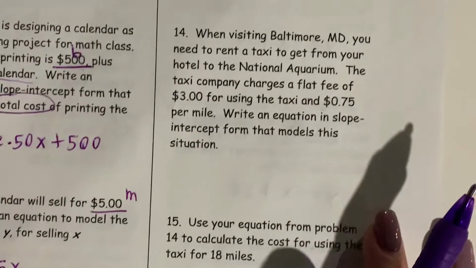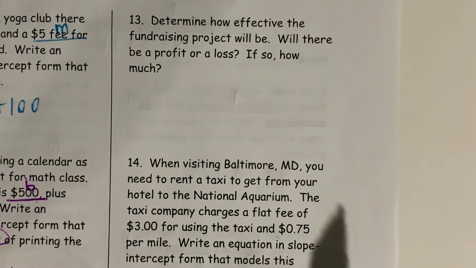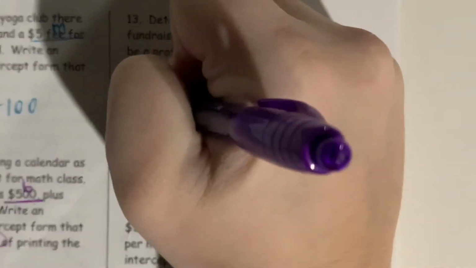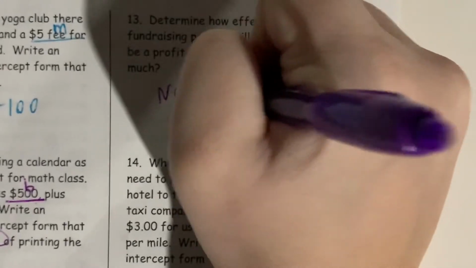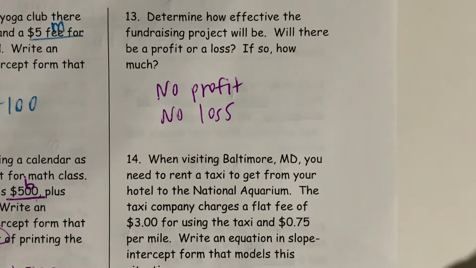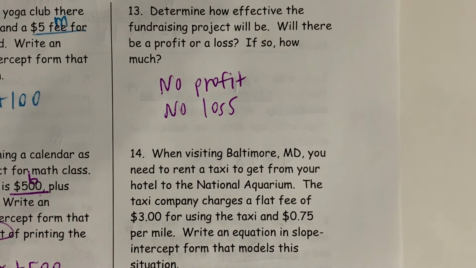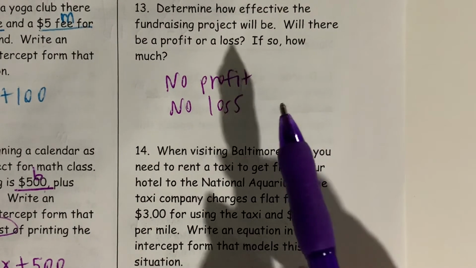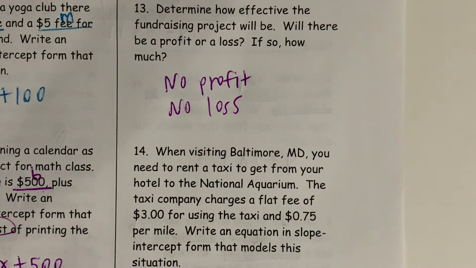So if you look at number 13, it says, determine how effective the fundraising project will be. Will there be a profit or a loss? If so, how much? We could say we have no profit, no loss, right? You break even. You're going to pay $1,000 to print the calendars. You're only going to make $1,000. So this seems like this is not going to be an effective fundraising project, right?